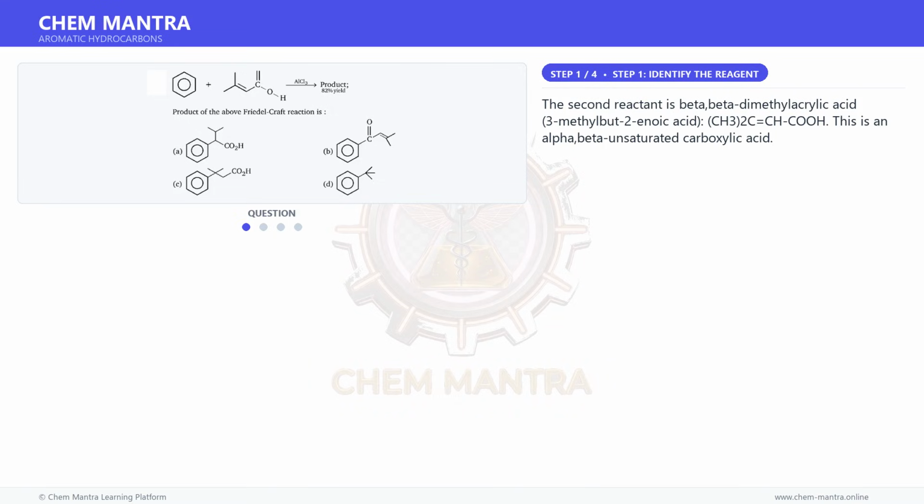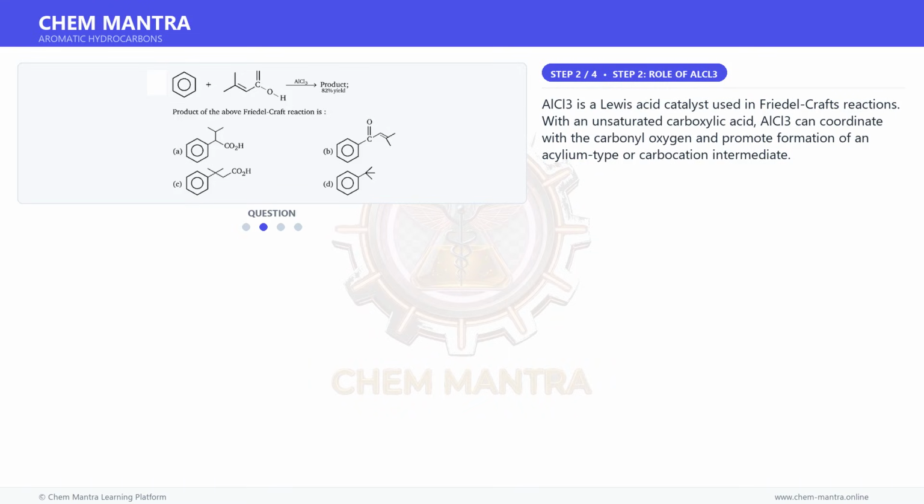The second reactant is beta-dimethylacrylic acid, 3-methyl-but-2-enoic acid, (CH3)2C=CH-COOH. This is an alpha-beta-unsaturated carboxylic acid. Moving on to the next step.